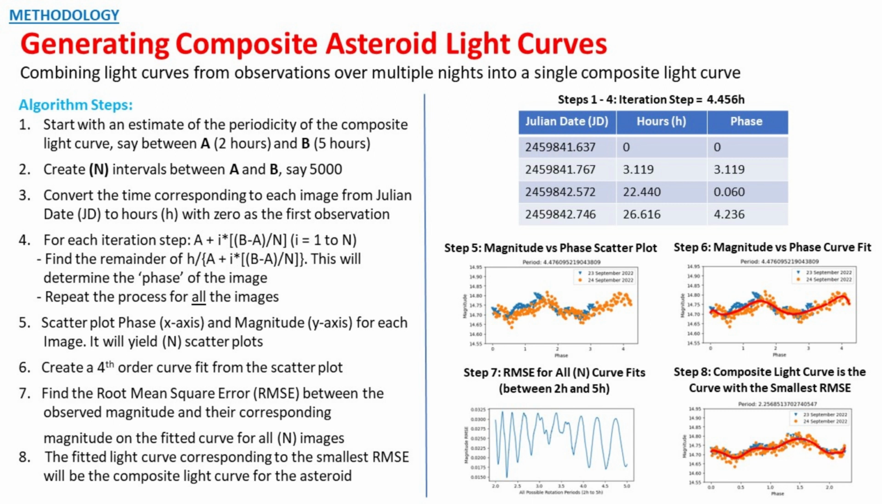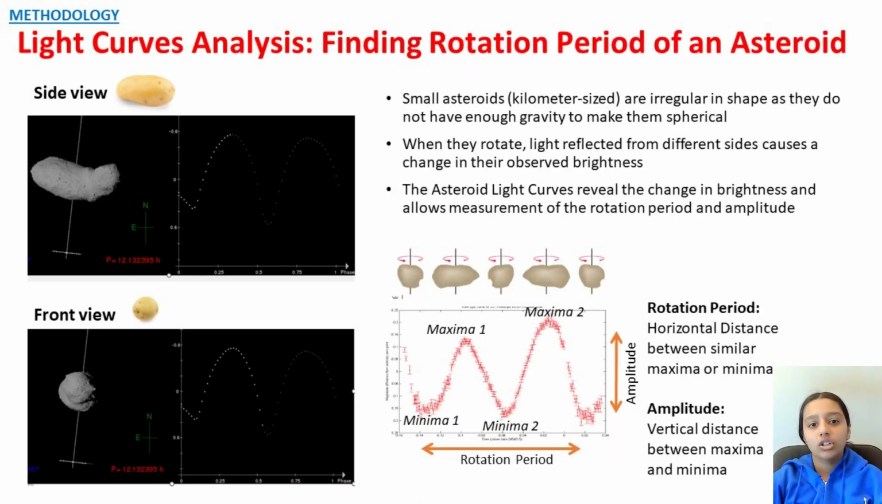To do so, I followed a few simple steps. First, I took an estimate of the periodicity of the light curve. In this case, it was between 2 and 5 hours. I then took 5,000 intervals between those time ranges, and for each interval, I used modulus to combine all my observations together. I then found the curve fit of the resulting light curve. I found the root mean square error of the curve fit and the true magnitude. The curve with the smallest root mean square error would be the composite light curve. I wanted to find the rotational period of the asteroid. Most asteroids are irregularly shaped, because they do not have a big enough gravitational pull to make them spherical.